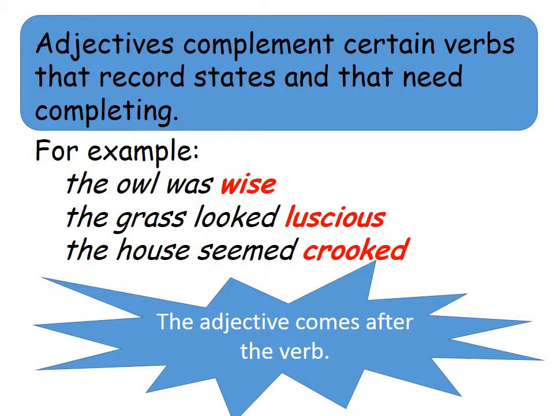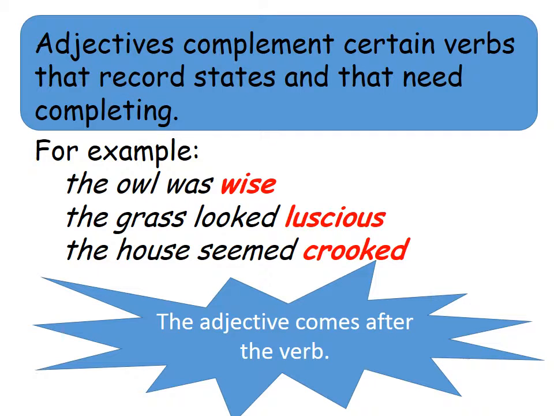The second thing that adjectives do is complement verbs that need completing. So adjectives complement certain verbs that record states and that need completing. Let's look at some examples. The owl was wise. Was comes from the verb to be, and you can't just leave it on its own. The owl was, well, the owl was what? So we need an adjective to go on the end to describe what the owl was. The owl was wise.